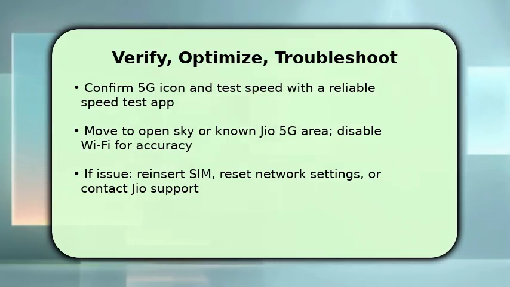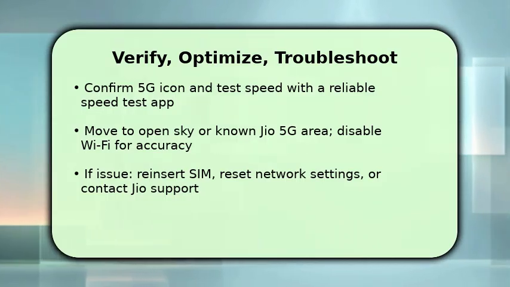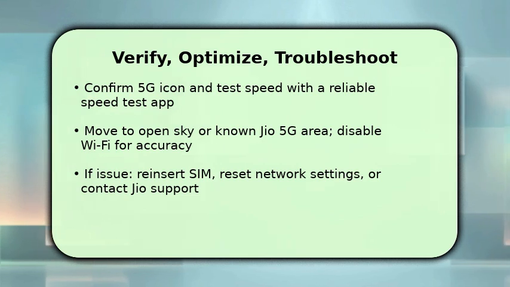If it still fails, reinsert the SIM, reset network settings, and try again. If problems persist, contact Jio support with your MA and signal logs so they can provision or troubleshoot the line.